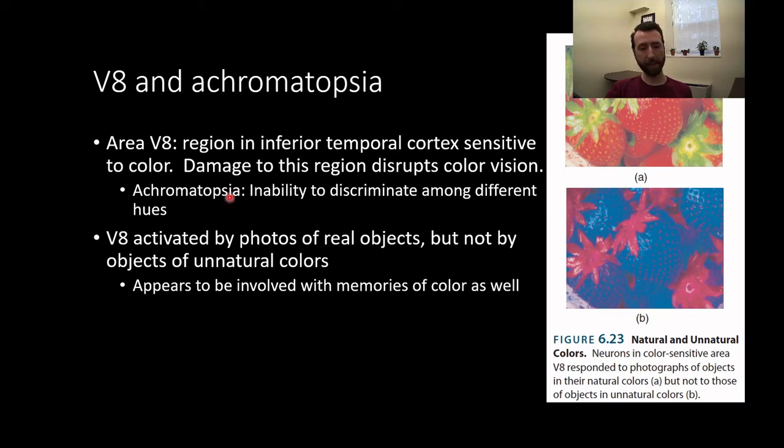Interestingly enough, V8 is activated by photos of real objects, but not objects of unnatural colors. So V8 would respond to stimulus A here, but not to stimulus B. Because of this, it appears that V8 is involved with sensory memories of color as well. So knowing that not only are these strawberries, but that the strawberries should be red and not blue is all thanks to the activity of V8.